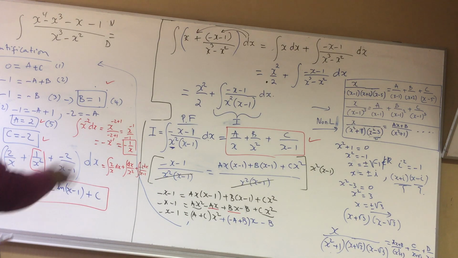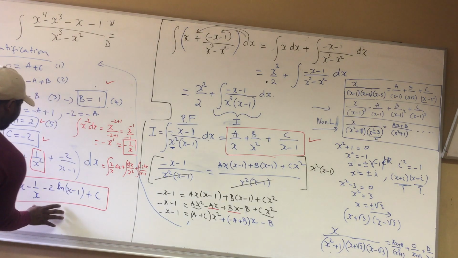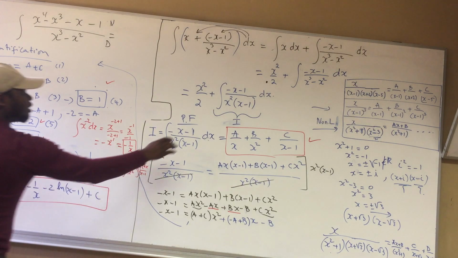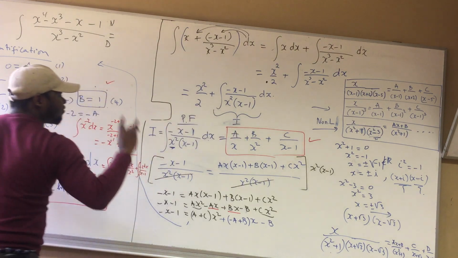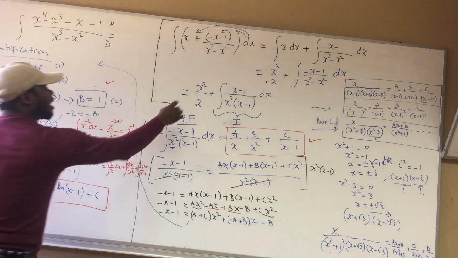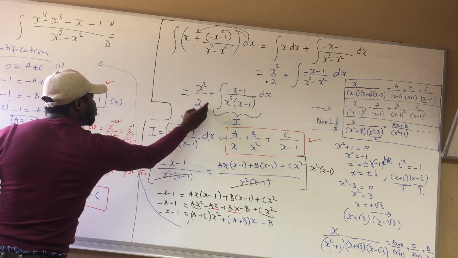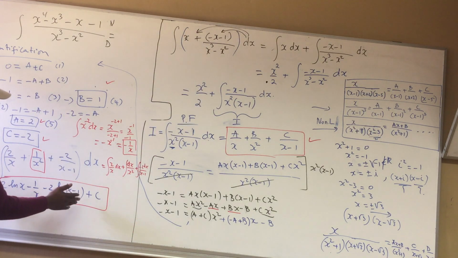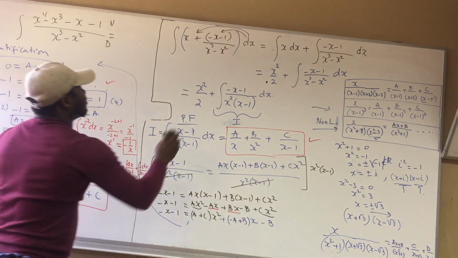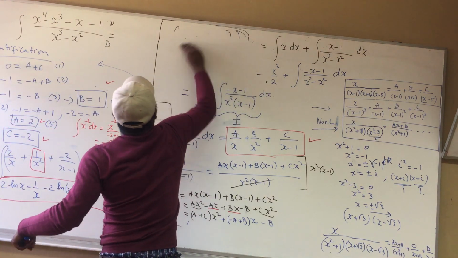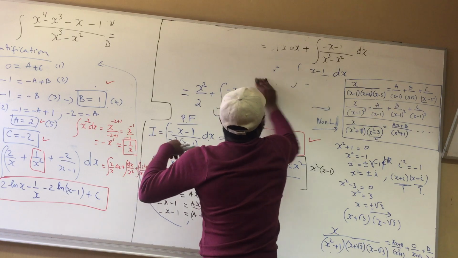Alright. Remember, this question was only for I, which means the final answer will be x squared divided by 2 plus this. Alright? So let me do some transformation right here.